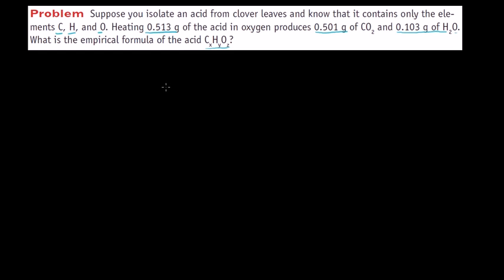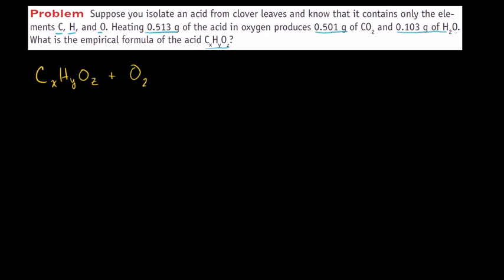So let's just write the equation here. And once again, you can't balance this equation because we don't know how many carbons or hydrogens or oxygens we have in the acid. But let's just write it down in general terms. So we have the acid. It has X carbons, Y hydrogens, and Z oxygens. And we're going to heat it in the presence of an abundance of oxygen.